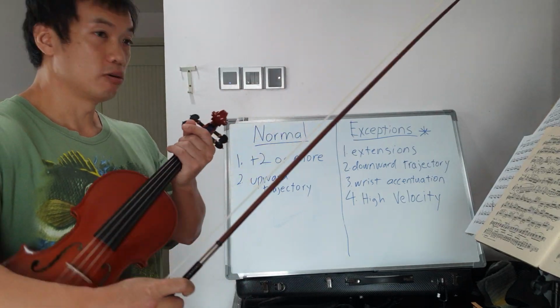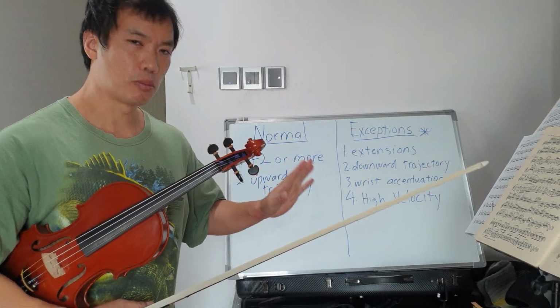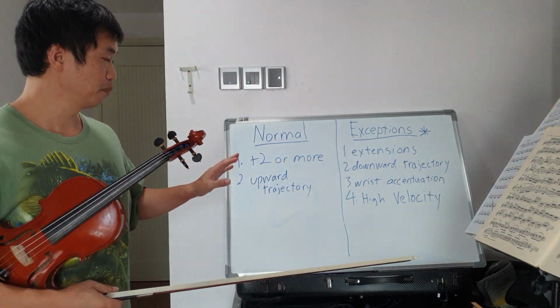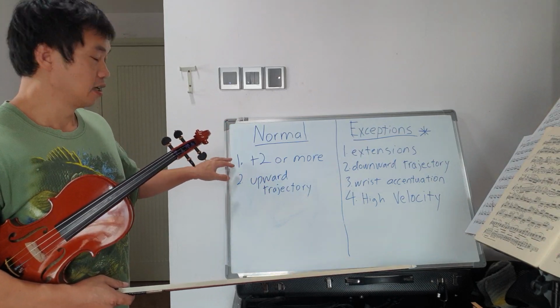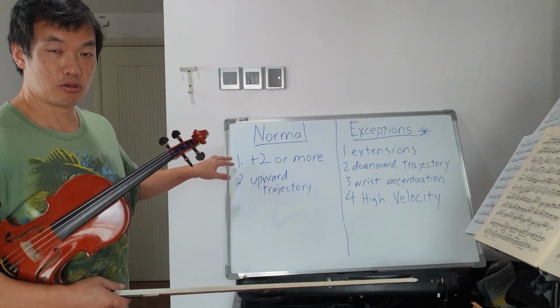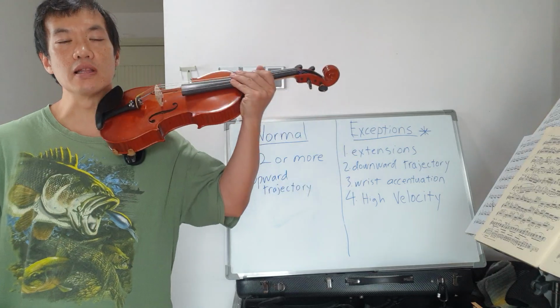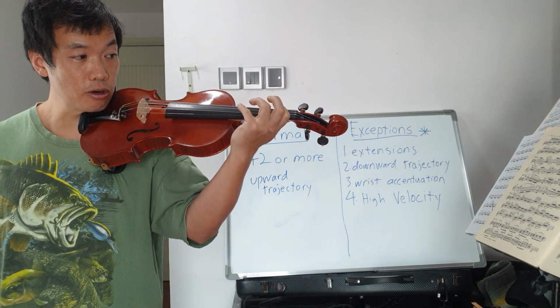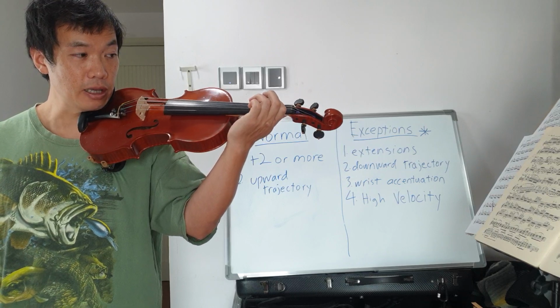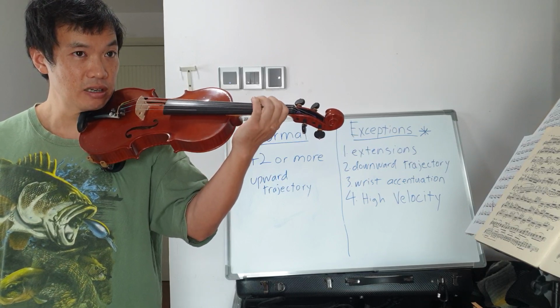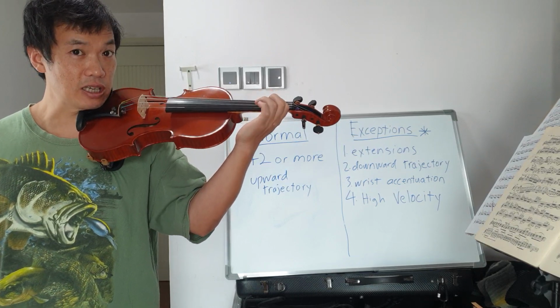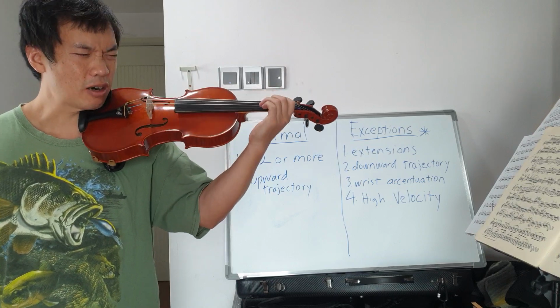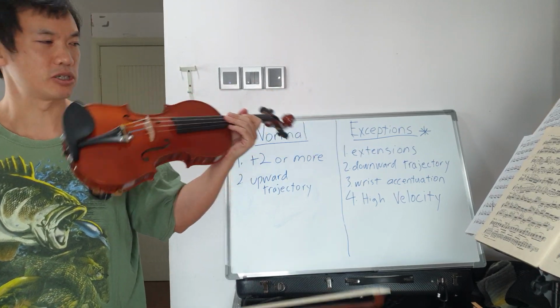Okay, so let's start with the normal general rules first. Number one is plus two or more. That means if I'm going to play a note on my first finger, I'm going to pluck with my third or my fourth finger, okay? Because that's louder than just the second finger, especially at a slow tempo. We'll cover things about tempo in the exceptions.